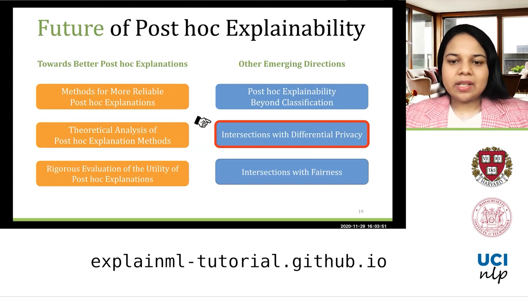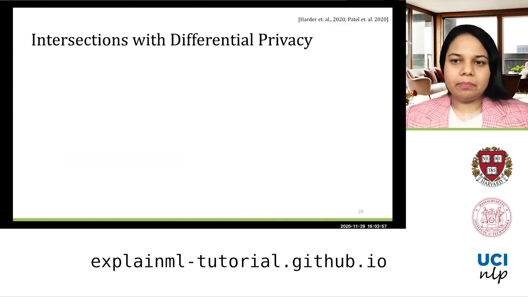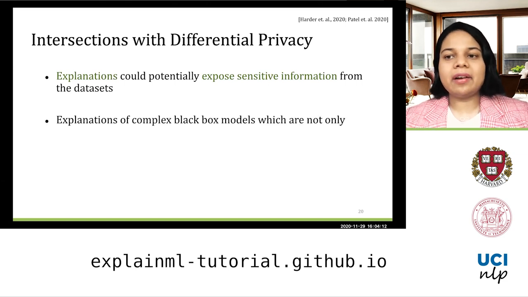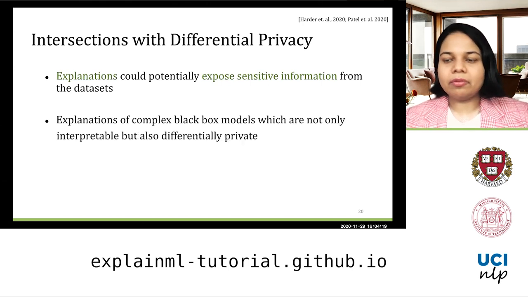Let's focus our attention on understanding intersections between explainability and differential privacy. Explanations could potentially expose sensitive information from the data sets. Therefore, it's important to be very careful, and it also brings out the need for building explanations which not only are interpretable, but also guarantee differential privacy.